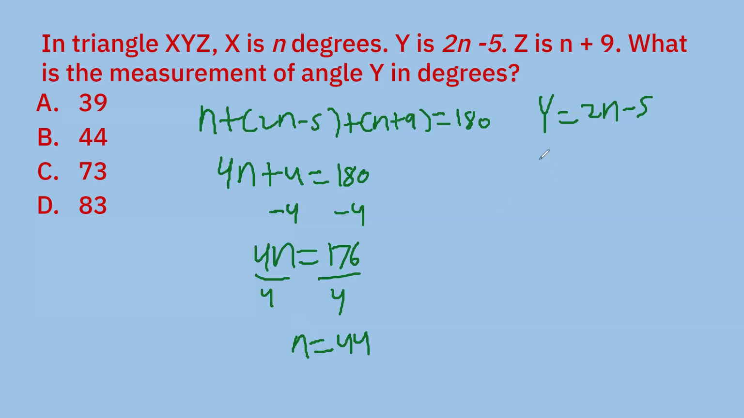So now we do this one here. I did it in my head by doing 160 divided by 4 is 40, and then you had 16 left, which is another 4. But there's other ways to do it. So y equals 2n minus 5. So now we're going to do y equals 2 times 44 minus 5. And you're going to get y equals 88 minus 5. And that gives you y equals 83.